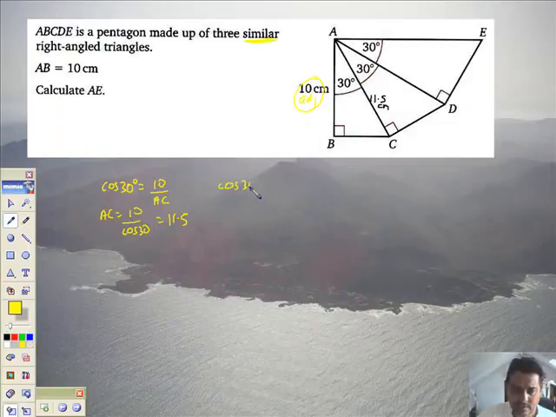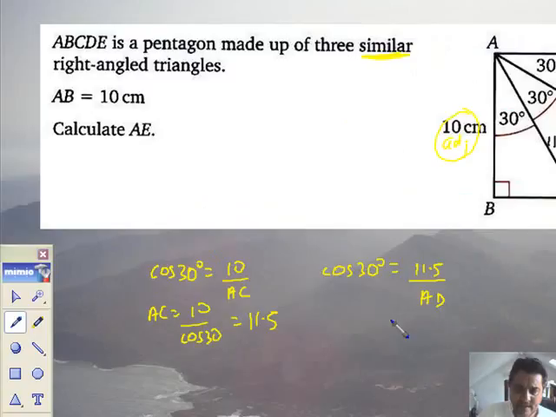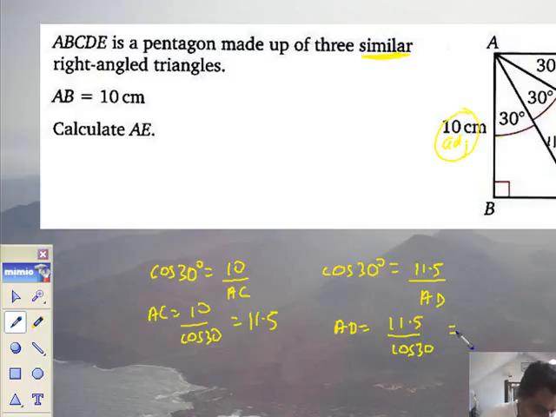Cosine of 30 equals the adj over height, which is not 10, it's 11.5, isn't it? 11.5 all over the height, which is called AD. So AD is going to be 11.5 divided by the cosine of 30, and we get the answer right now. So 11.5 divided by cos 30. I'm not going to keep showing the calculator, I'll just get on with it. 13.3. So there we go.